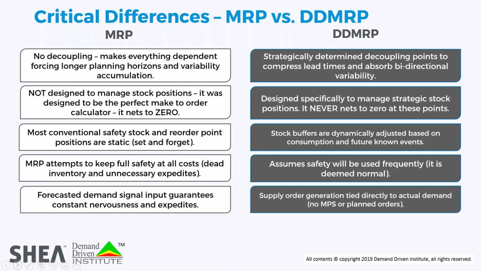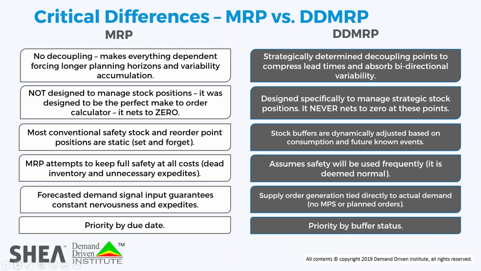And with DDMRP, supply order generation is tied directly to actual demand. We have no master production schedule and we have no planned orders. We solely, for the strategically decoupled points, base supply order generation on the net flow position compared to the buffer. And with MRP, we follow priority by due date. With DDMRP, priority by buffer status. And you've seen in the most recent examples why that matters.